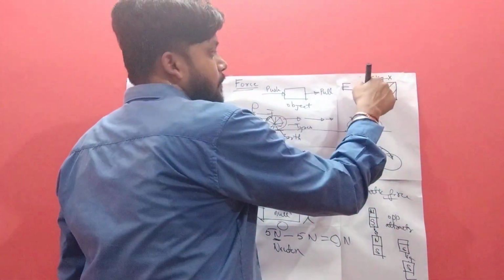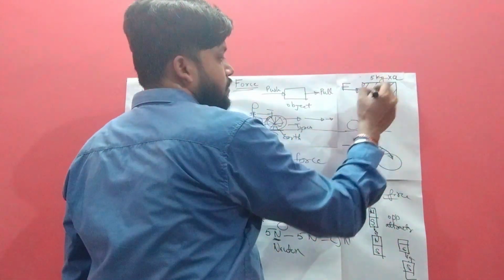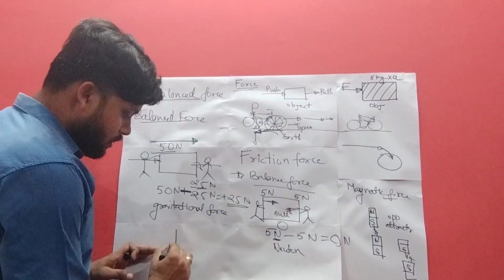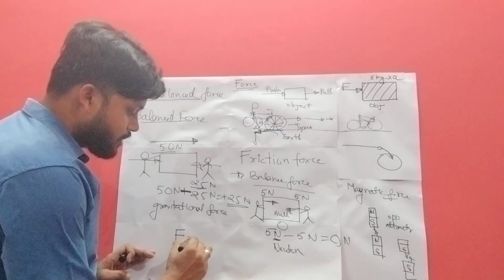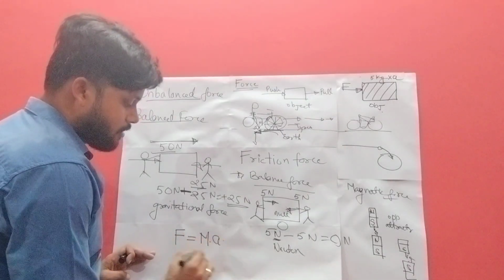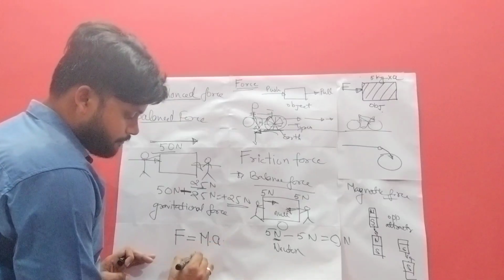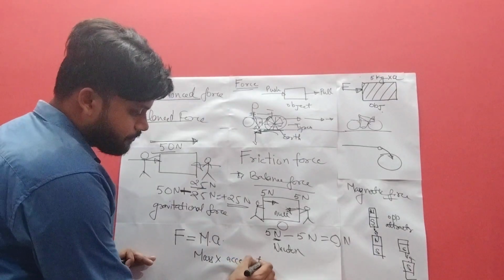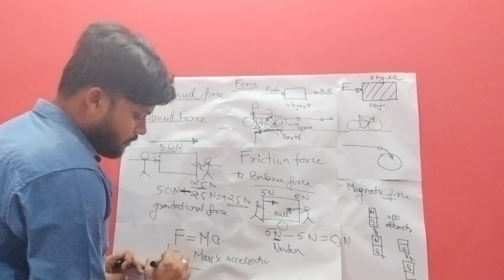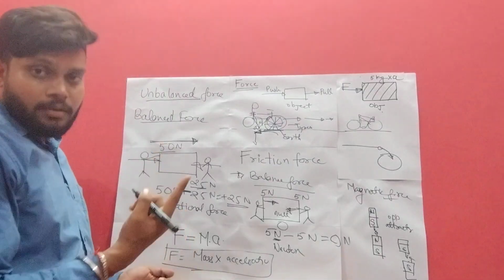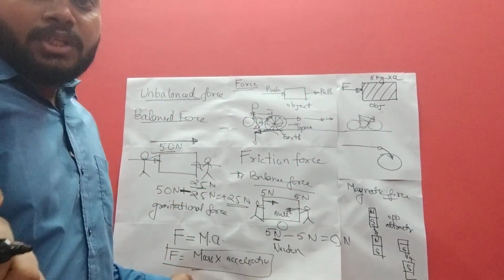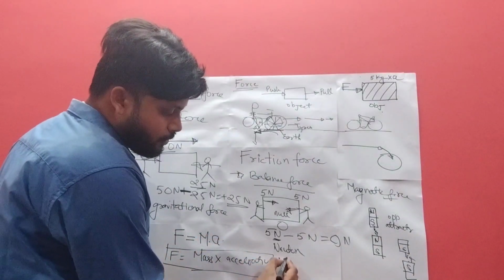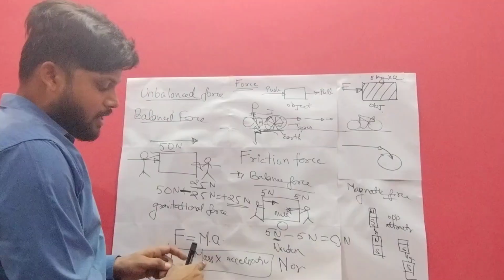So mass into acceleration is force. If somebody asks you what is the formula of force, you can simply say that F is equal to ma. M stands for mass, A stands for acceleration. So force is mass into acceleration, and since this phenomenon was given by the scientist named Newton, the unit of force is Newton.